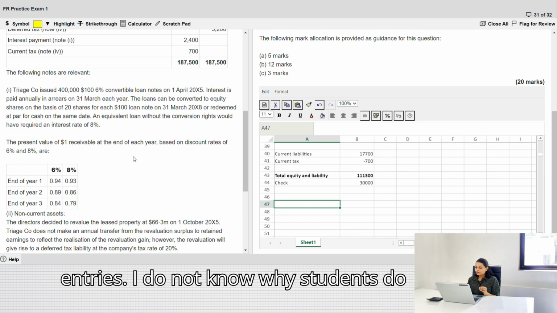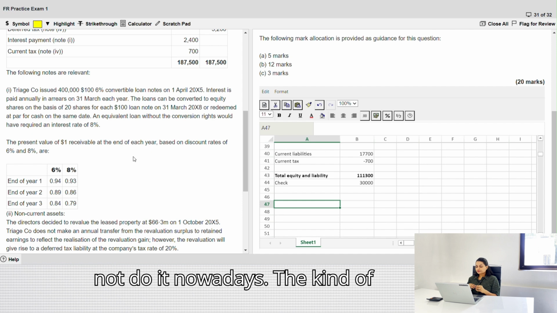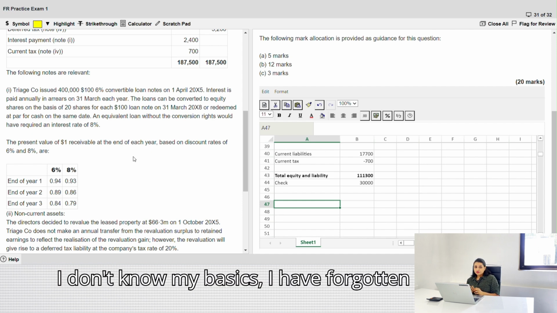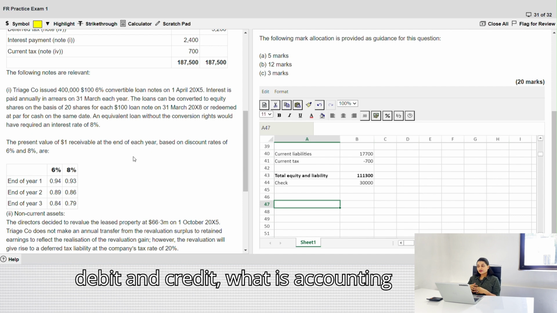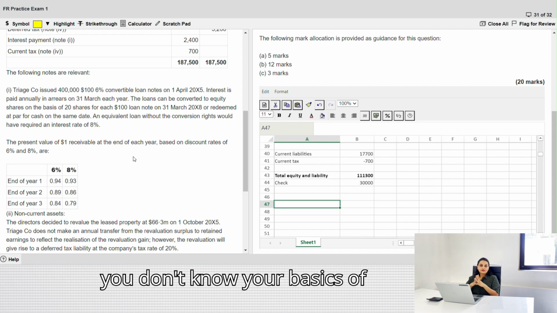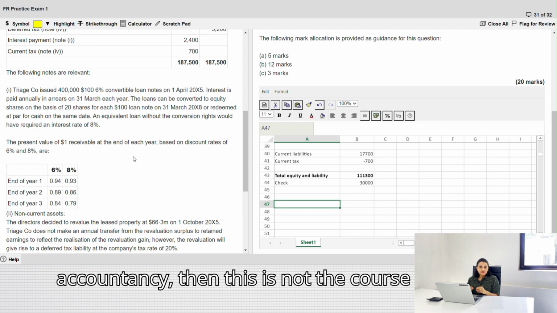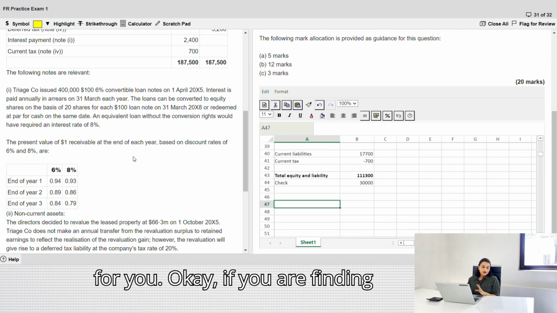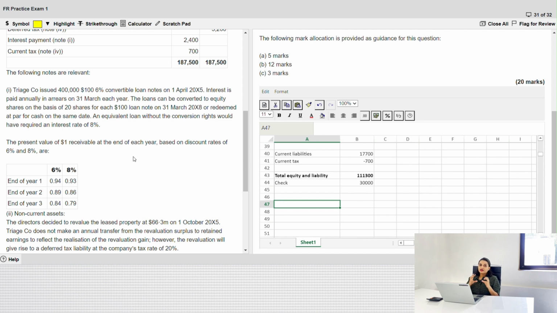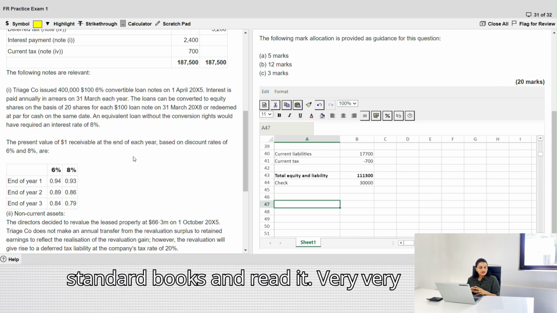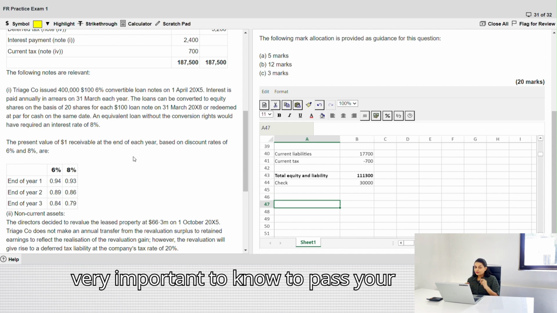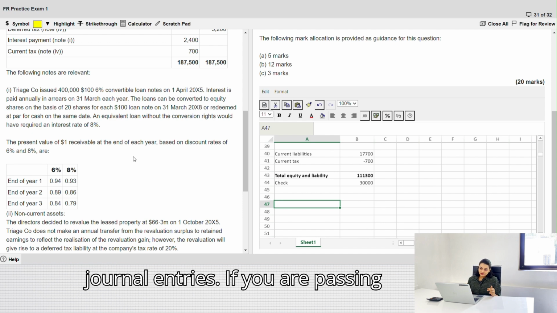I don't know why students don't do it nowadays. The kind of answers I get from students in classes: I don't know my basics, I have forgotten debit and credit, what is accounting rule. Guys, don't say all that. If you don't know your basics of accountancy, then this is not the course for you. If you're finding basics very difficult, please go back, pick up your 12th standard books, 11th standard books and read them. Very important to have conceptual clarity, very important to know to pass your journal entries.